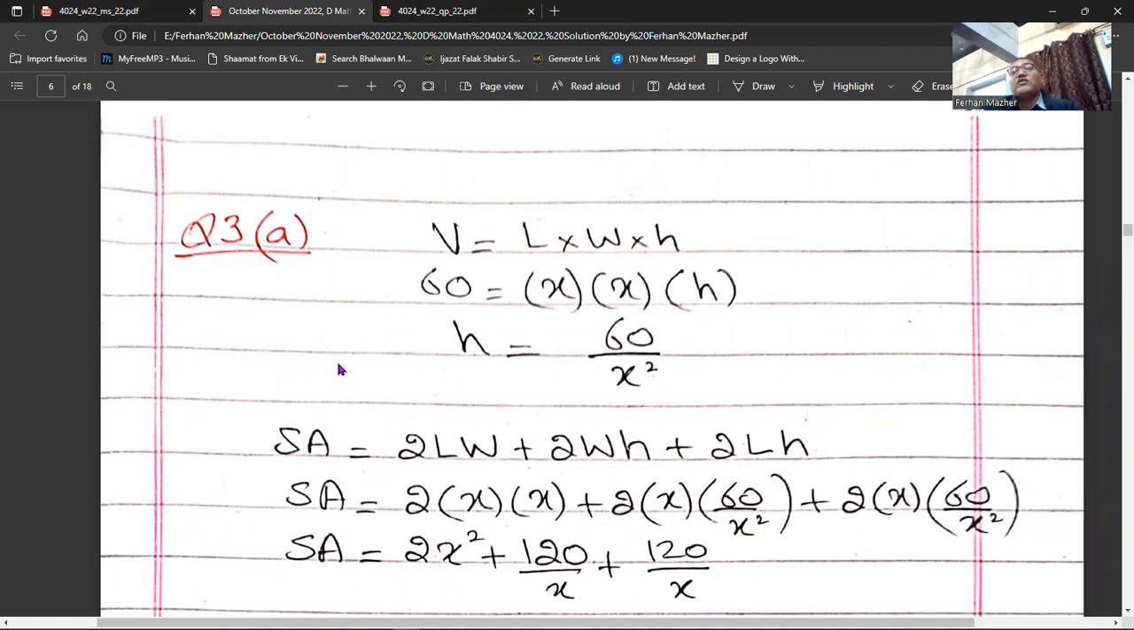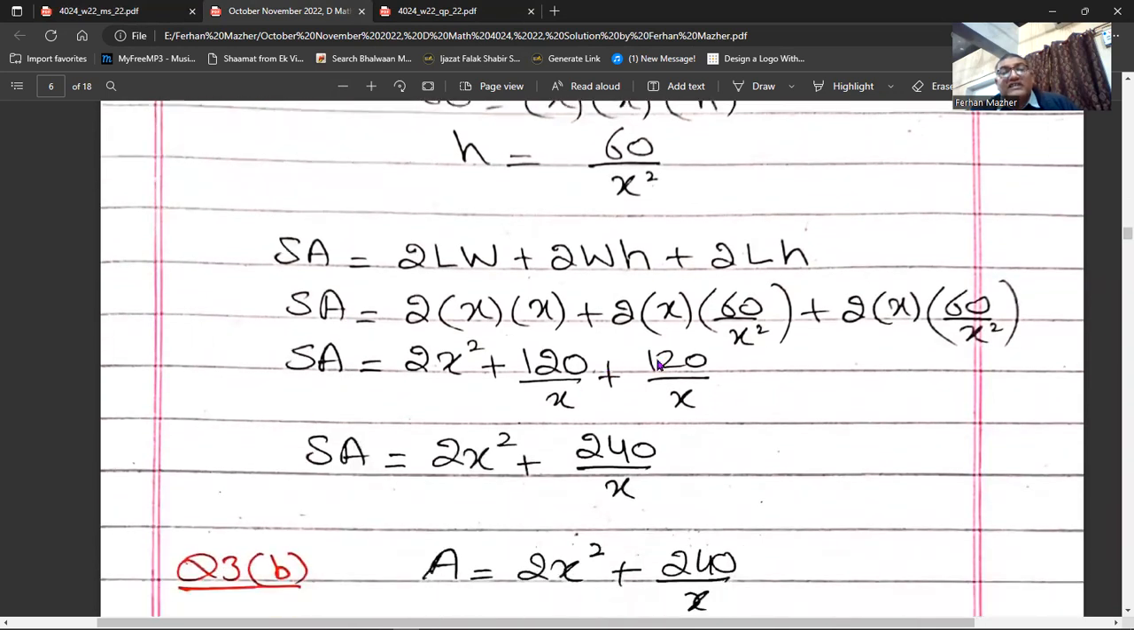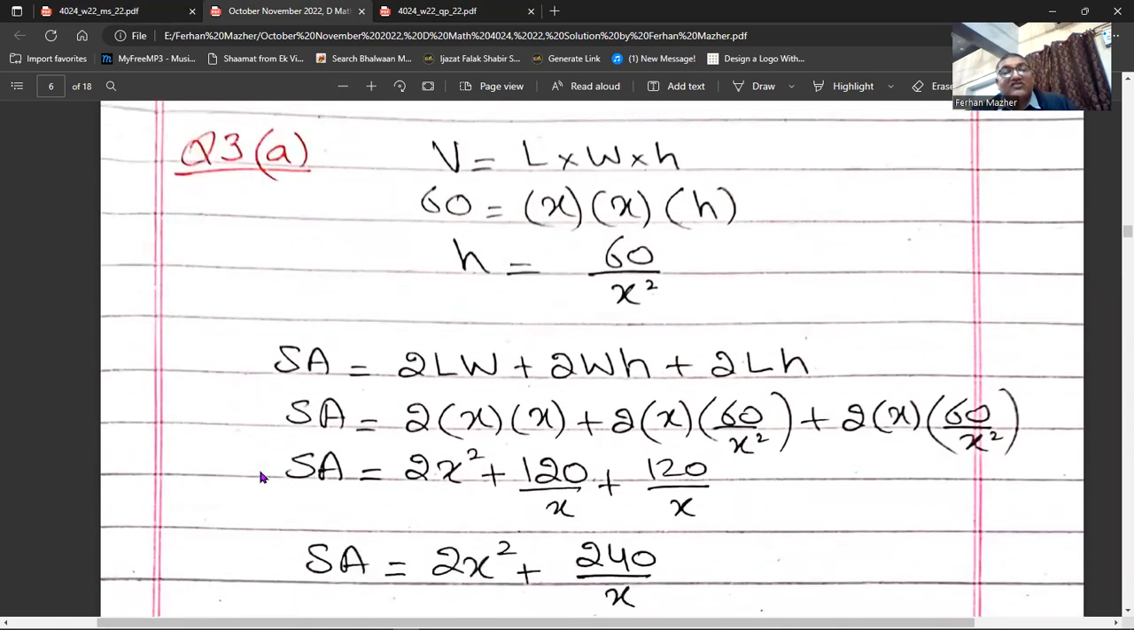You know the surface area of the cuboid is 2 length width plus 2 width height plus 2 length height. Just put the value of the length and the width and the height in terms of x. So 2 into x into x plus 2 into x into 60 by x square plus 2 into x into 60 by x square. So you got surface area equal to 2x square plus 120 by x plus 120 by x. Because these two are same, so 2x square plus 240 by x. And this is what they have asked us to show.